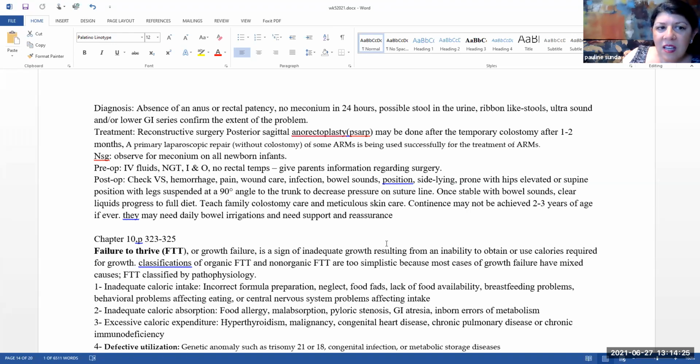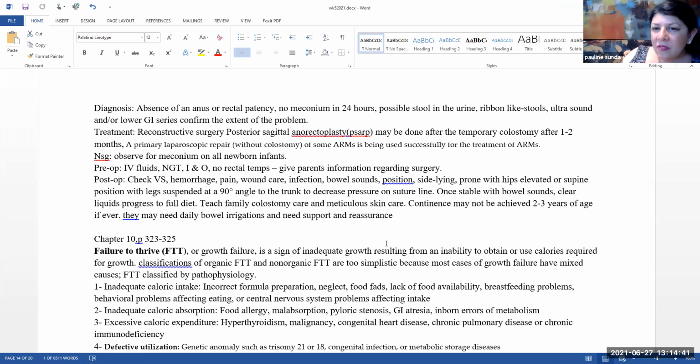An ultrasound and/or a lower GI series will confirm the extent of the problem. Treatment is a reconstructive surgery. They can do a posterior sagittal anorectoplasty.